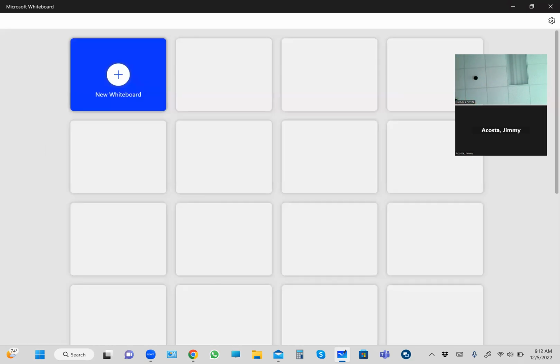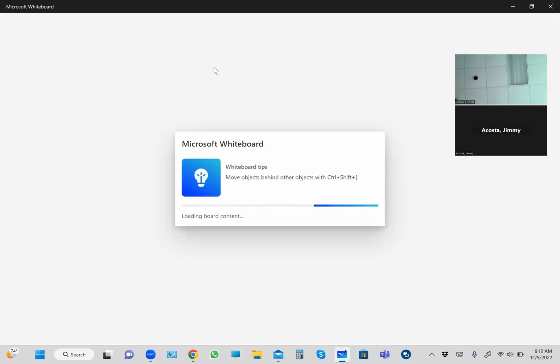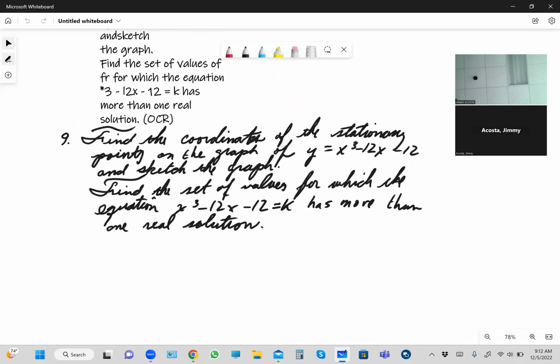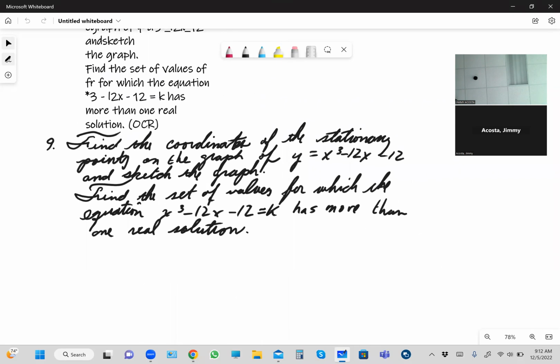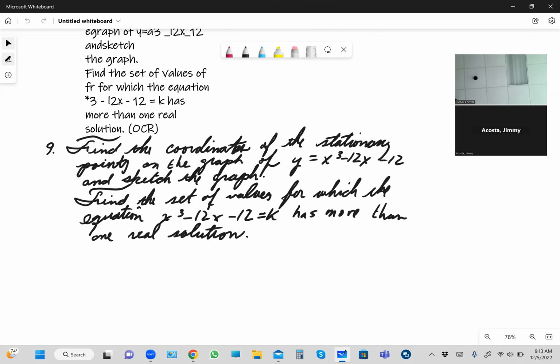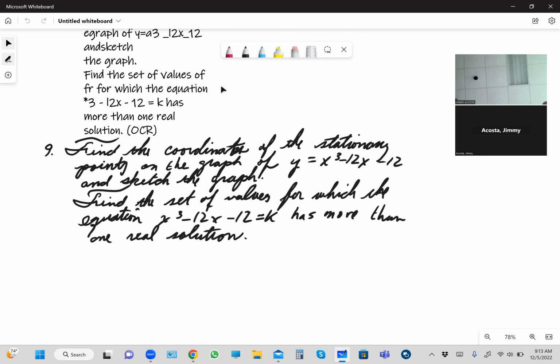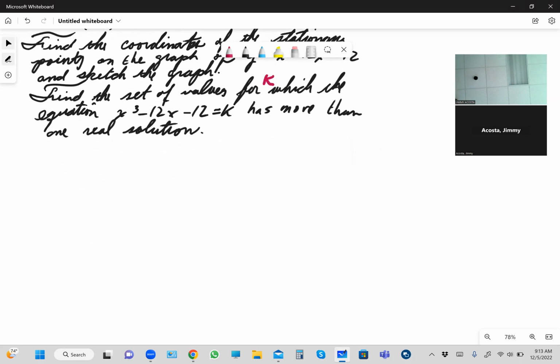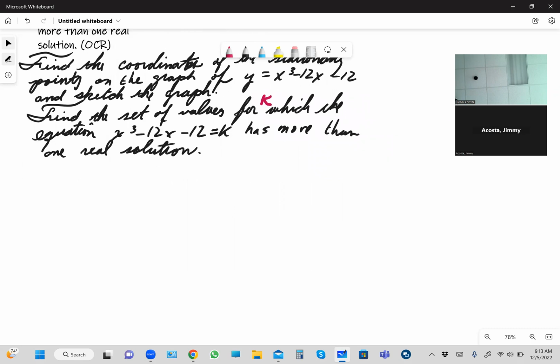Find the set of values of k. Okay, let me go back. So we're wasting a lot of time just setting up for the problem. And what else was it? Find the set of values for k, for which the equation, okay. So let's do that. Let's ignore that part there.